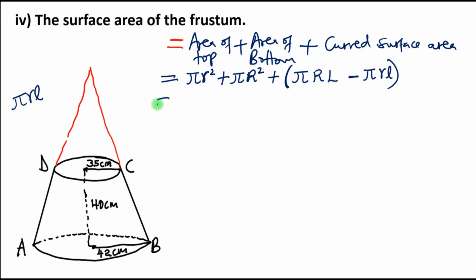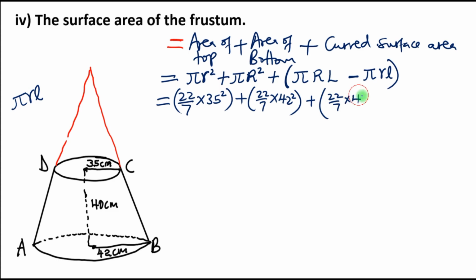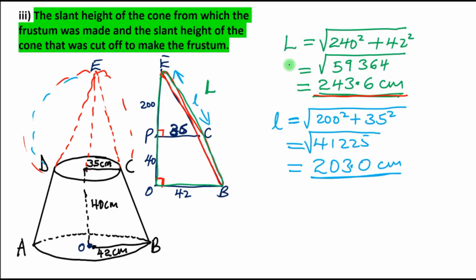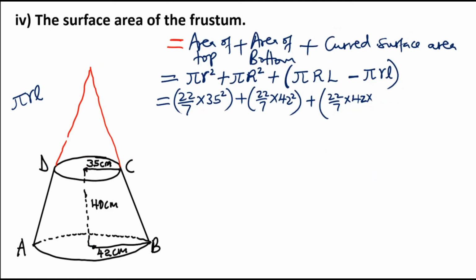Therefore, substituting through this formula, we get 22/7 times small r, that is the top circular part, 35 squared, then plus 22/7 times capital R, that is 42 squared, then plus 22/7 times 42 times, from the previous we were able to get capital L, 243.6, minus 22/7 times 35 times 203.0.